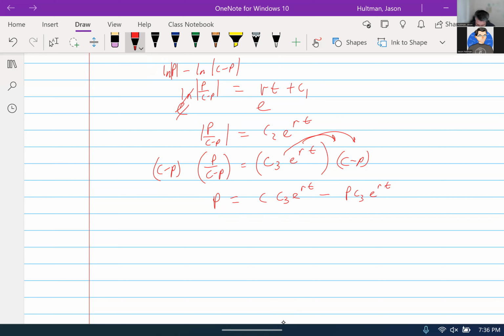The goal here is to get p by itself. So I'm going to toss this guy to the other side, and I'm going to say that that's p plus p C3 e to the rt is equal to c C3 e to the rt. Okay, good. And then I'm going to factor out p, that's 1 plus C3 e to the rt is equal to c C3 e to the rt.